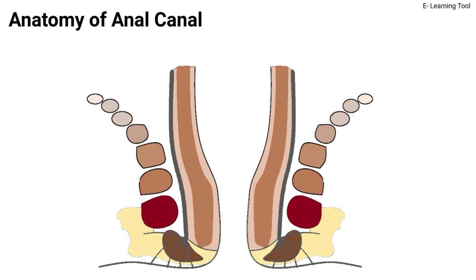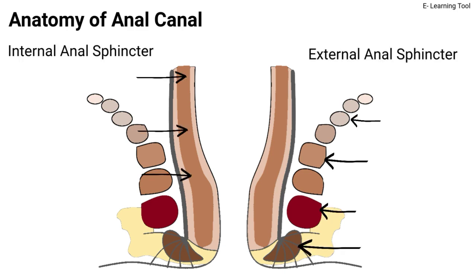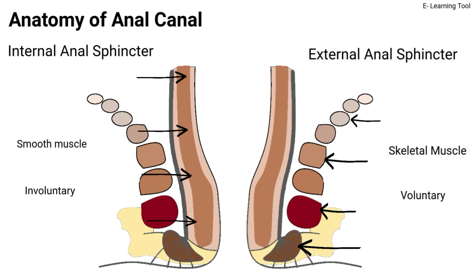Coming to the detailed anatomy of the anal canal. There are 2 anal sphincters: external anal sphincter and internal anal sphincter. The internal anal sphincter is the continuation of the inner smooth muscle layer and is involuntary in action. Whereas the external anal sphincter is made up of skeletal muscle, and is voluntary in action.